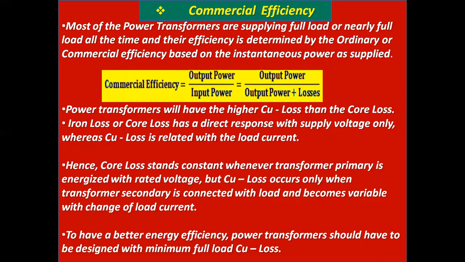Commercial efficiency. Most of the power transformers are supplying full load or nearly full load all the time, and their efficiency is determined by the ordinary or commercial efficiency based on the instantaneous power as supplied. That is, commercial efficiency in case of power transformer is output power divided by input power, that is output power divided by output power plus losses. Power transformers will have the higher copper loss than the core loss.